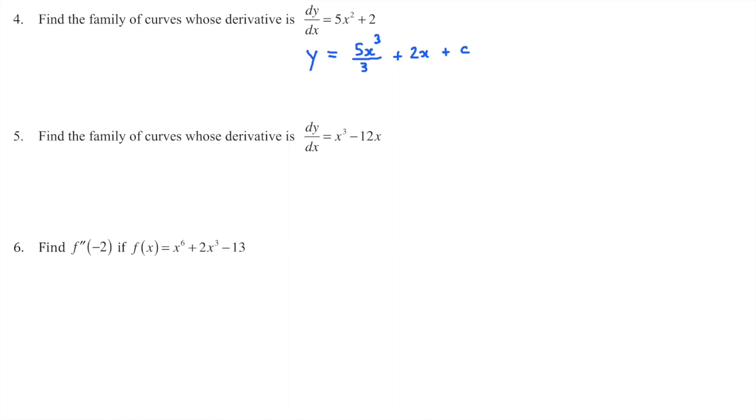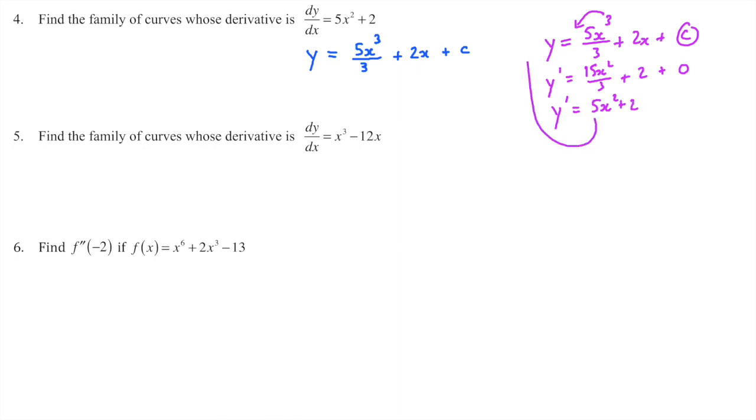And let's just do a quick check. If I look at this, y equals 5x cubed over 3 plus 2x plus c, where remember c is just a number. The derivative is equals, take the 3, times it out the front. 3 5s are 15, you get 15x to the power of 2 over 3 plus derivative is 2, and the derivative of any number is nothing. 15 over 3 is 5, which is what I started with.